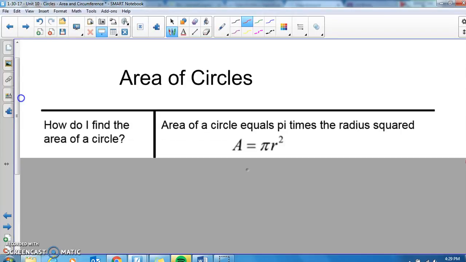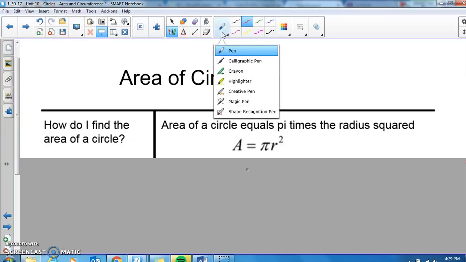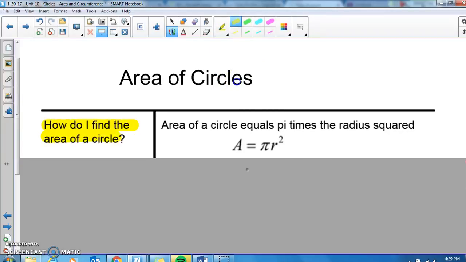All right, so first thing I want you to copy down is this question, and obviously the topic, area of circles. And the question is, how do I find the area of a circle? The area of a circle equals pi times the radius squared. And the formula that we're going to use for area is A equals pi r squared. So A equals pi r squared. You will have to know this formula.